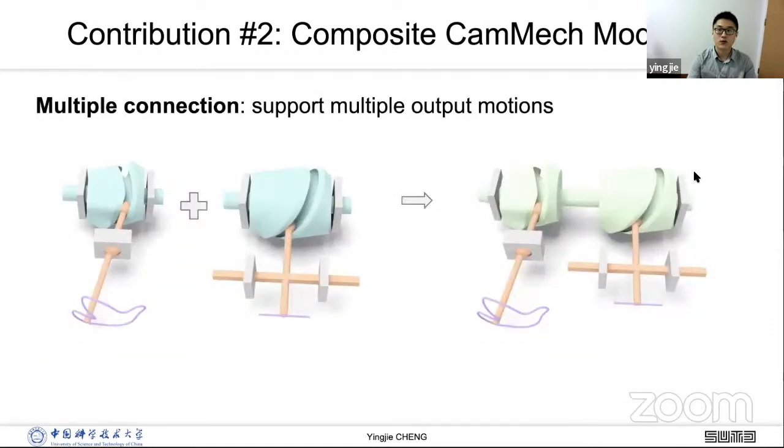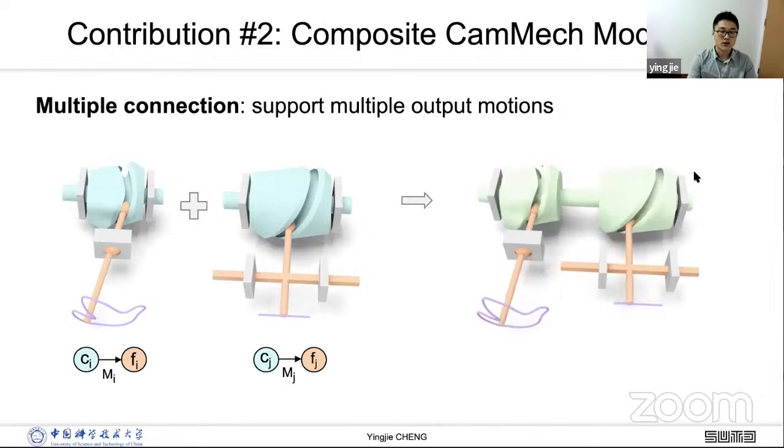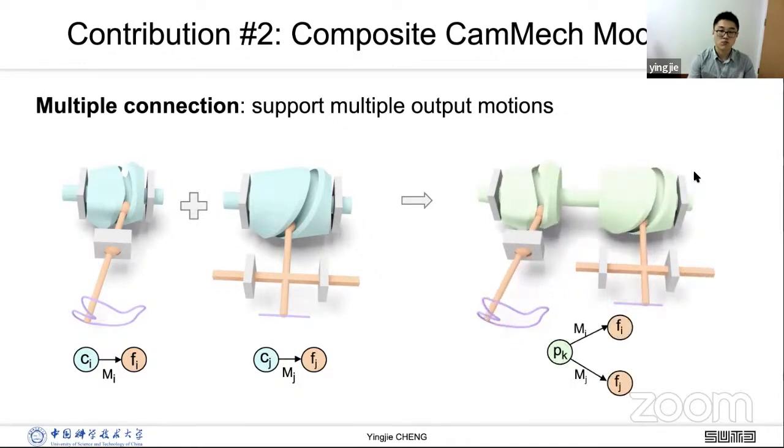There are 2 different ways to connect a pair of CamMechs. The first one is called multiple connection, which merges the 2 3D cams driven by the same motor. By this, the resulting mechanism can support multiple output motions. We use the blue circle for the 3D cam and the yellow circle for the followers. The arrows are the motion transfer functions. So in multiple connection, Ci and Cj are merged into a parent node Pk on the right, connecting with 2 children nodes, Fi and Fj.